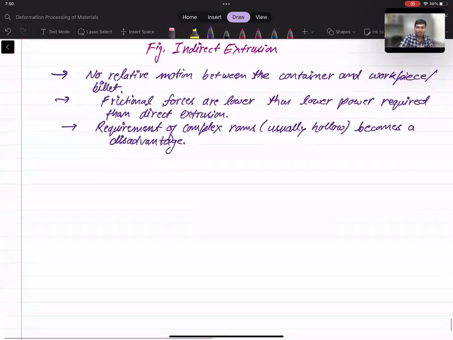Okay, so we will end this class now. For today, we will stop here. Further, we will see some more parameters and things related to extrusion.